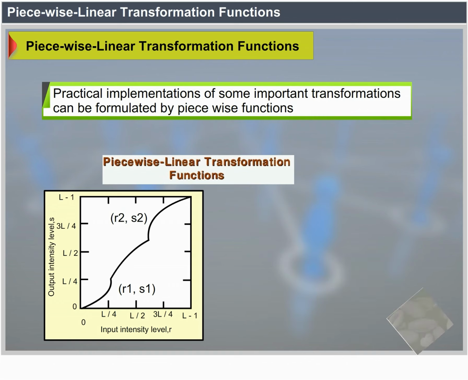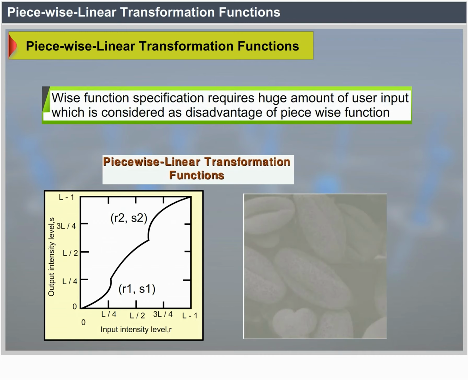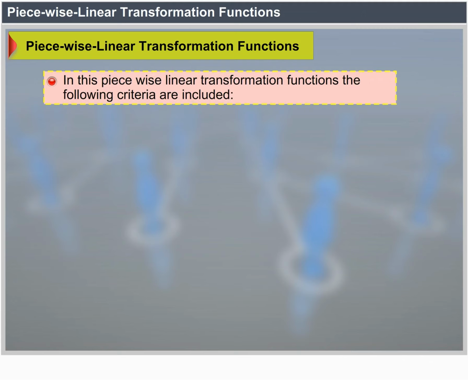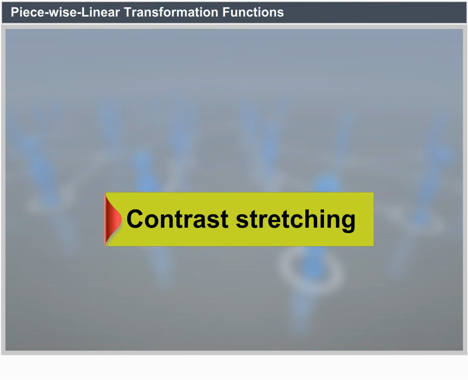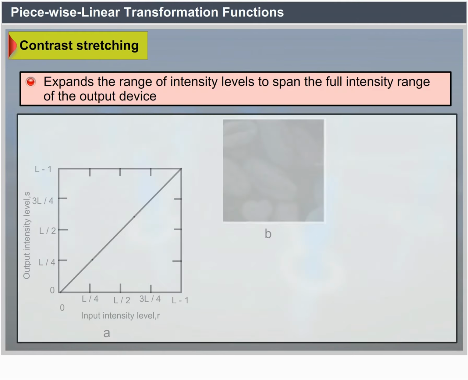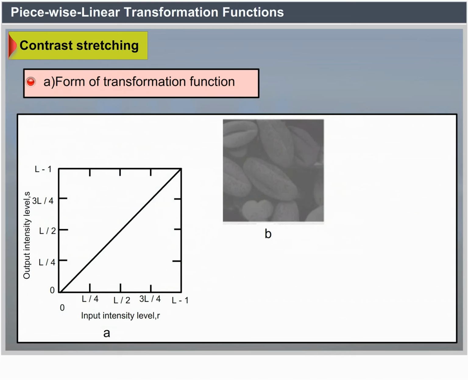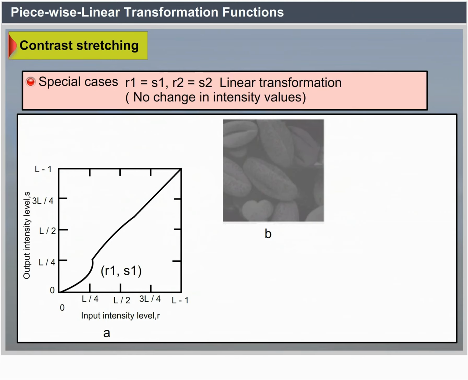Form of the transformation function. Low contrast image. Special case: r1 equals s1, r2 equals s2, a linear transformation with no change in intensity values. Result of contrast stretching: r1 equals r2, s1 equals 0, s2 equals L-1, which is a thresholding function giving a binary image. Result of thresholding function: r1 equals m, s1 equals 0, r2 equals m, s2 equals L-1, where m represents the mean intensity level.